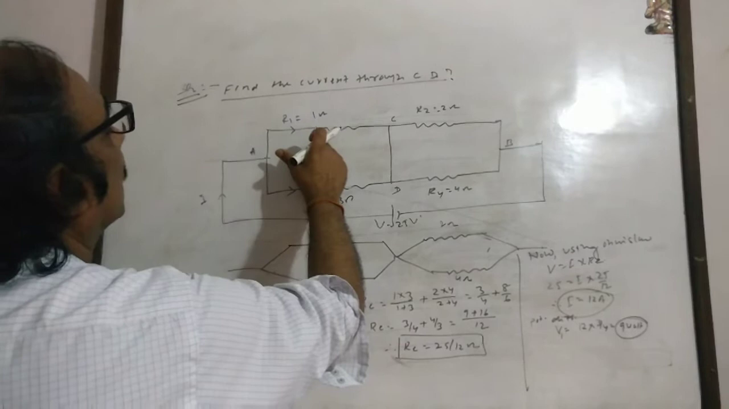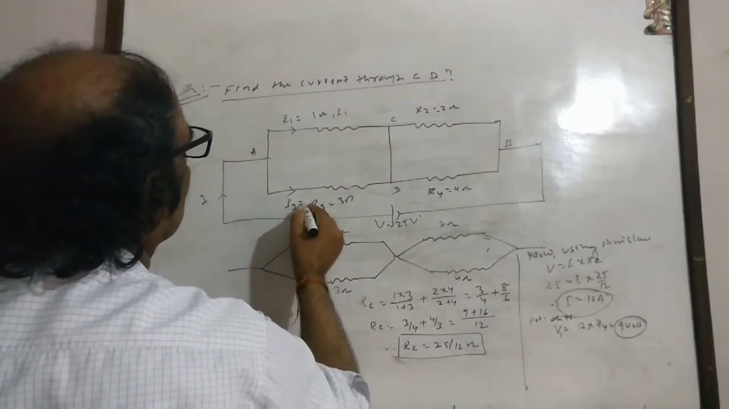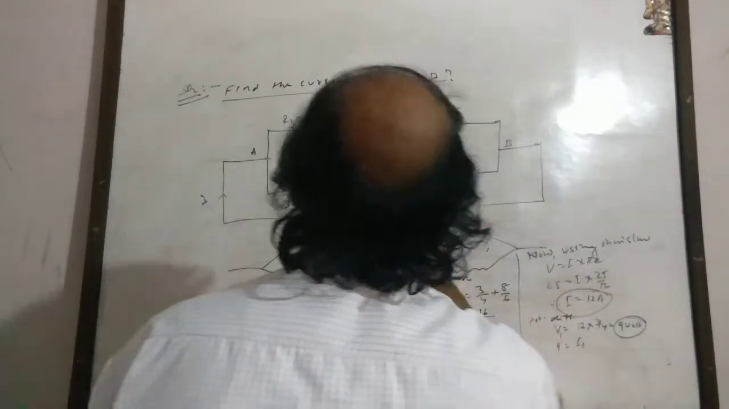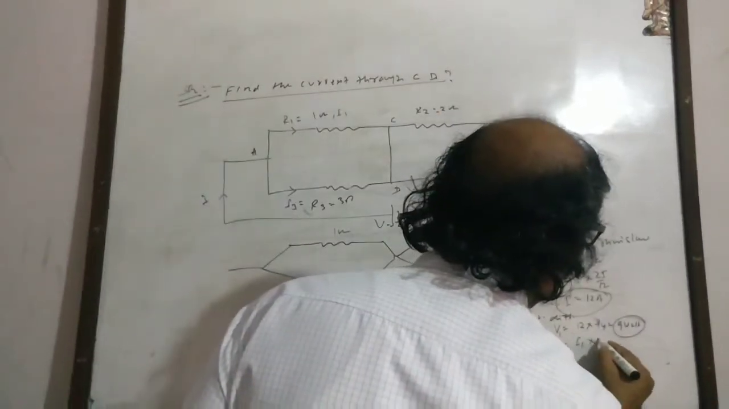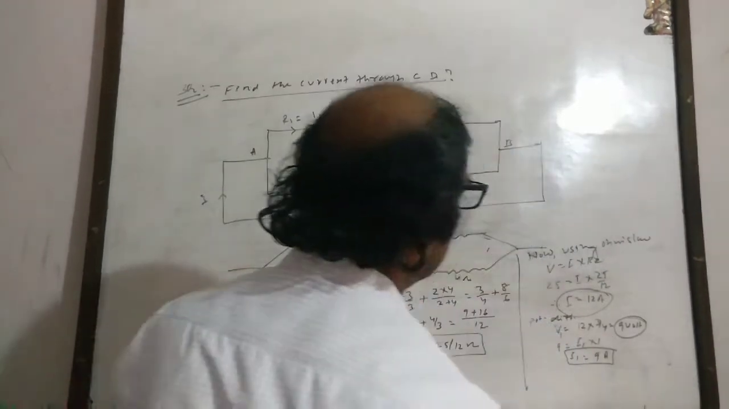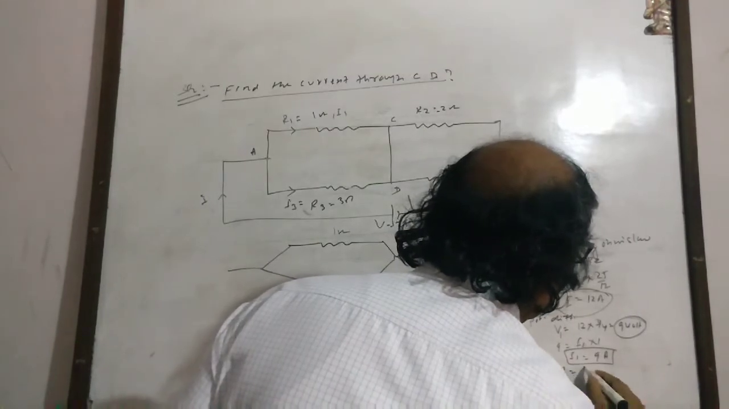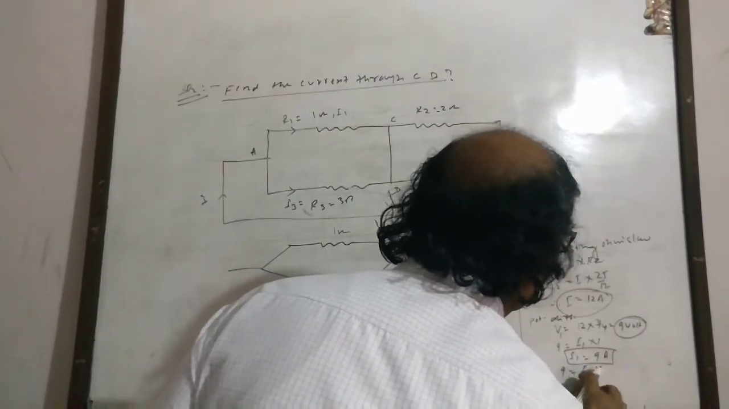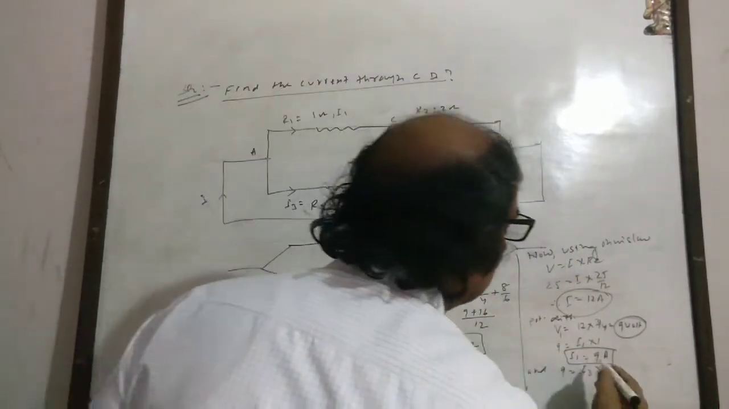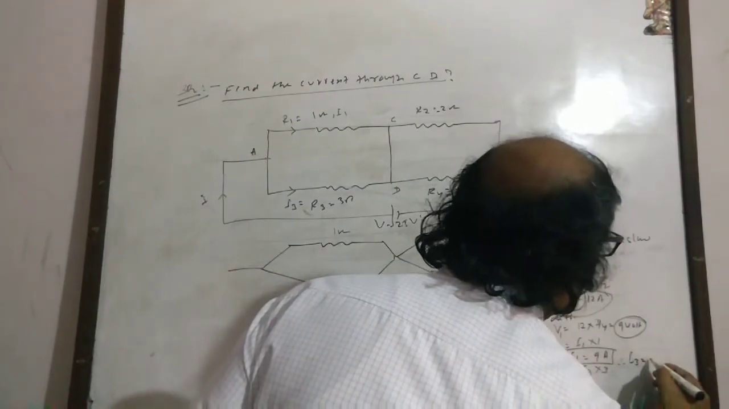And using the 9 volt, there is the current, assume I1, and this one is the current I3. So 9 equals I1 into R1, so I1 equals 9 ampere. And using the same volt, 9 equals I3 into R3, or R3 means 3. So I3 equals 3 ampere.